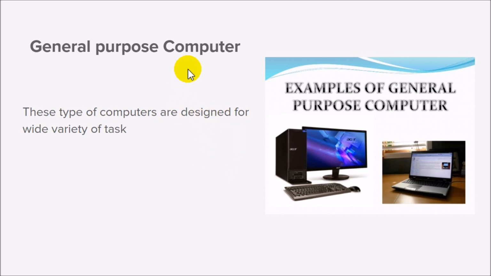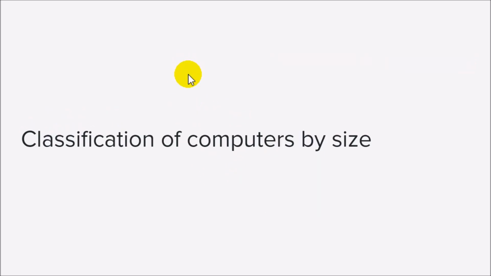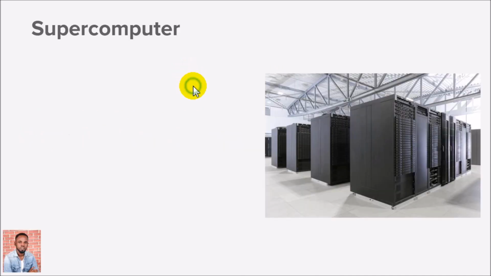Now the other way computers are classified is based on size. So let's look at classification of computers based on size. We have the supercomputer. The supercomputer, as you know, is a very big and very fast computer. Some of them are so big that they can occupy a room. But the title supercomputer is not based on the fact that they are big. It's based on the fact that they are very fast.